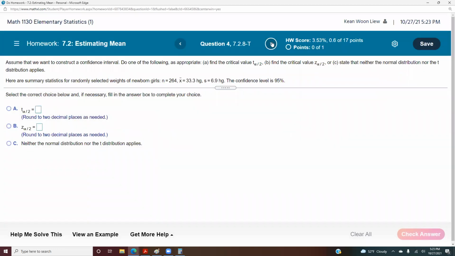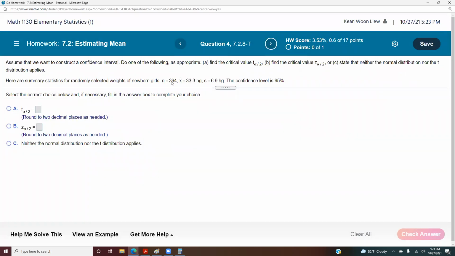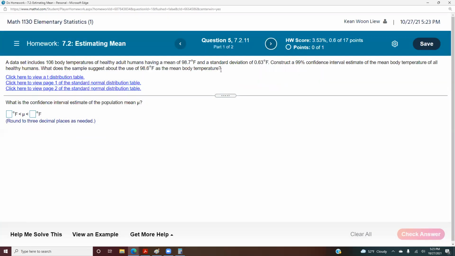I didn't realize that. I plugged everything in, and I should have realized. Yep, no need. But once they give you this type, then you have to plug it into your StatCrunch, because that's not your results here.